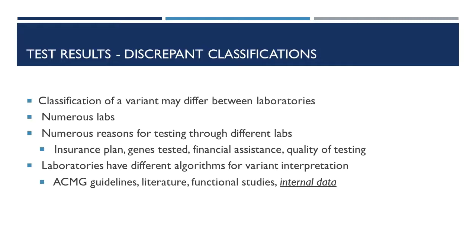While there are ACMG guidelines for variant interpretation based on literature and functional studies, each laboratory has their own unique variant classification algorithm. Some of these algorithms rely on internal data not publicly available to other laboratories for use in their variant classification. As a result, the same variant may be classified as clinically significant by one laboratory and not clinically significant by another laboratory. This presents challenges for clinicians in making appropriate management recommendations for patients based on these results. A variant with discrepant classification requires a careful review of available data on the variant and case-by-case decision-making for management recommendations.